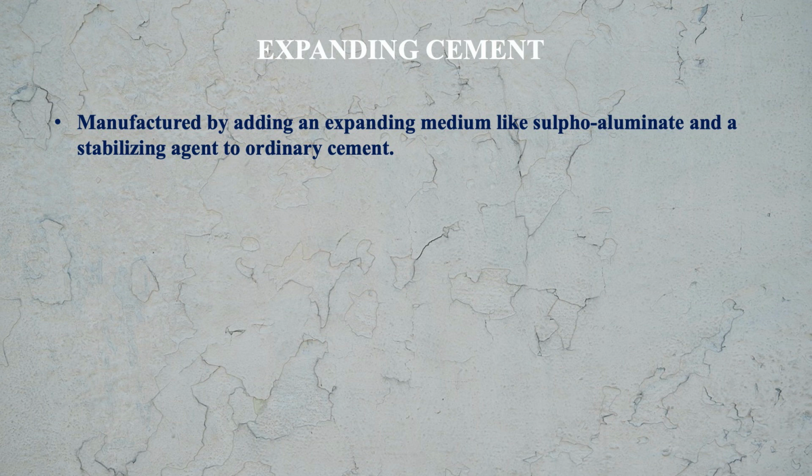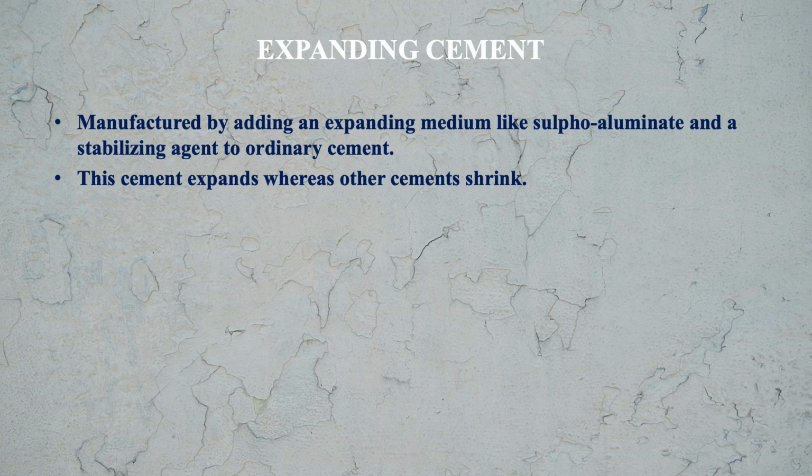Now the next type of cement is expanding cement. Expanding cement is manufactured by adding an expanding medium like sulfoaluminate and a stabilizing agent to the ordinary cement. This cement expands whereas other cements shrink. This is the major drastic change in the property. Thus this is the cement which expands whereas all other cements shrink.